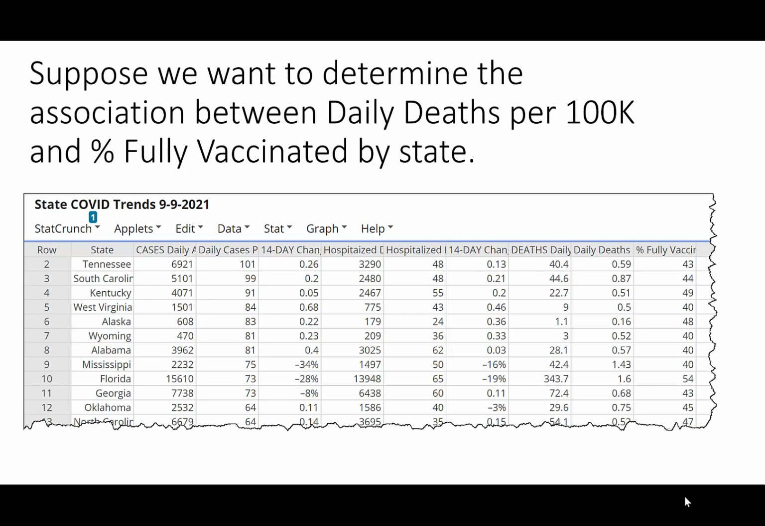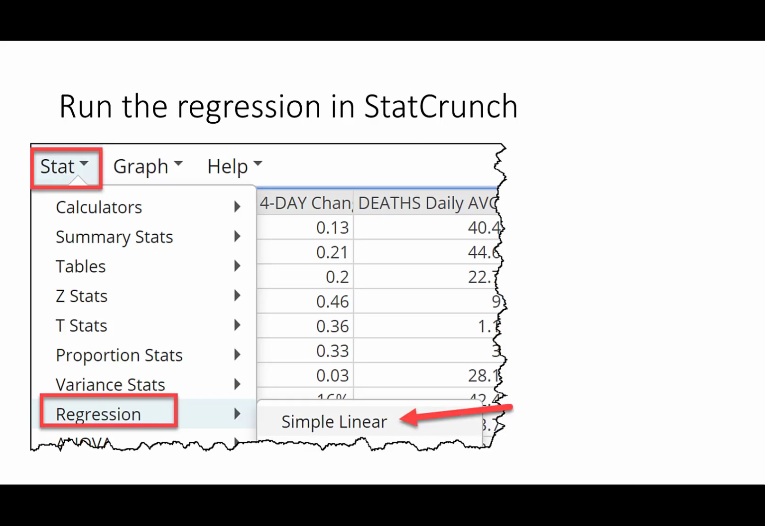Okay, I want to show you quickly how to interpret the residuals. So suppose we want to determine the association between daily deaths per 100,000 people and the percent fully vaccinated by state. So here is our data set. And those are the two variables that we're wanting to analyze.